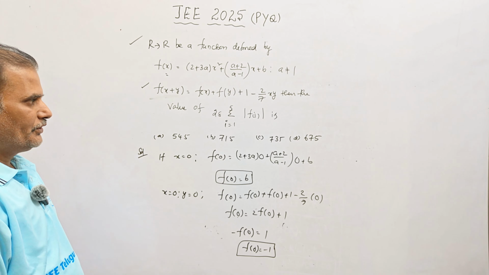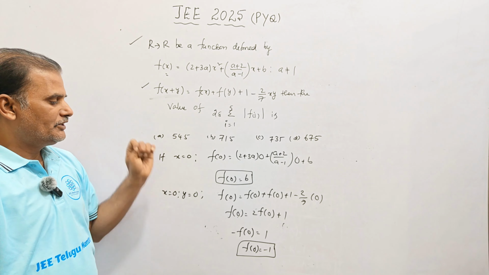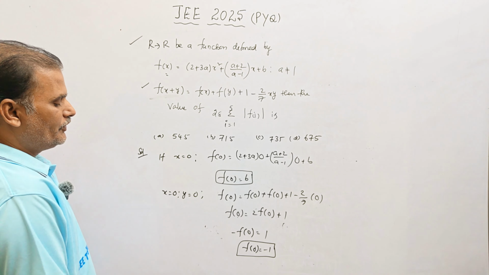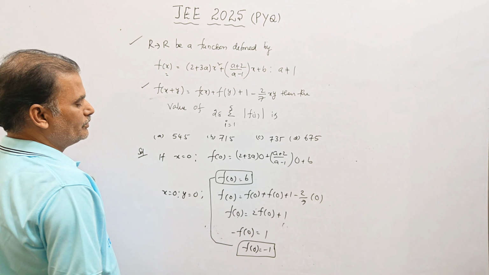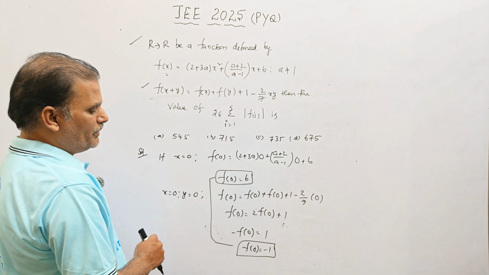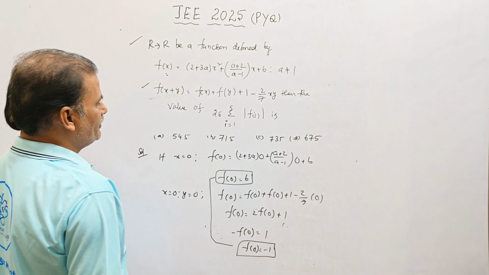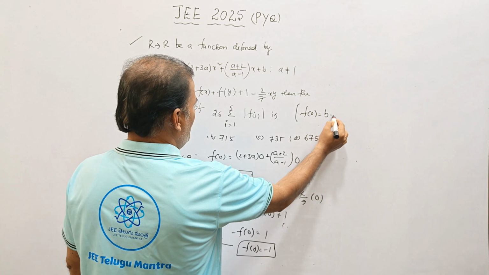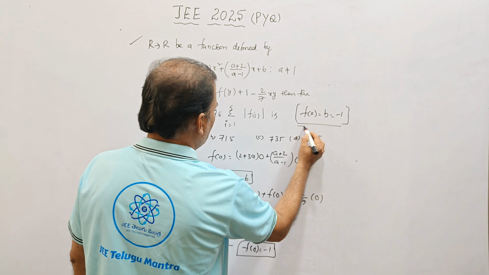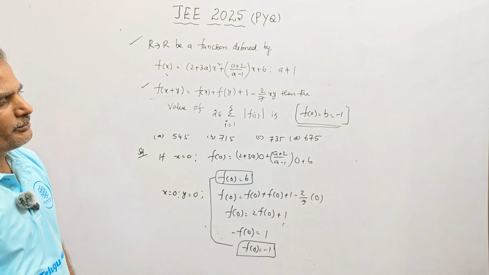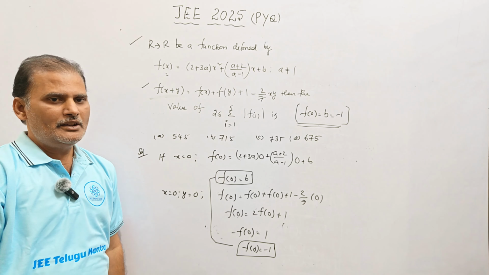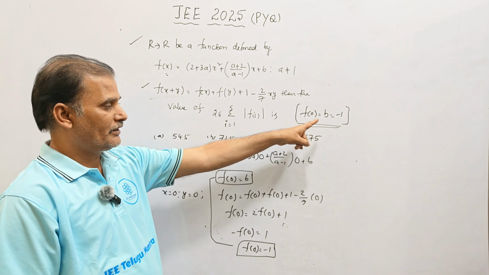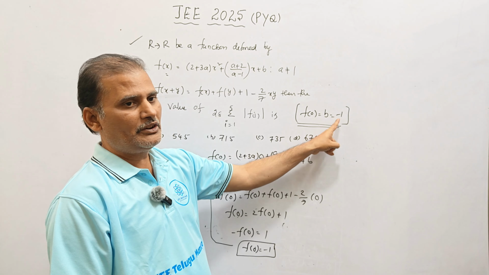Now I take x is equal to 0 and substitute in these two equations. I obtained f(0) is equal to b, and second, f(0) is equal to minus 1. Therefore, from these two, f(0) is equal to b is equal to minus 1. Wherever it is necessary, we apply f(0) is equal to minus 1, and the b value is also minus 1. This is the first step. Then b is equal to minus 1. One variable we obtained here, b is equal to minus 1.